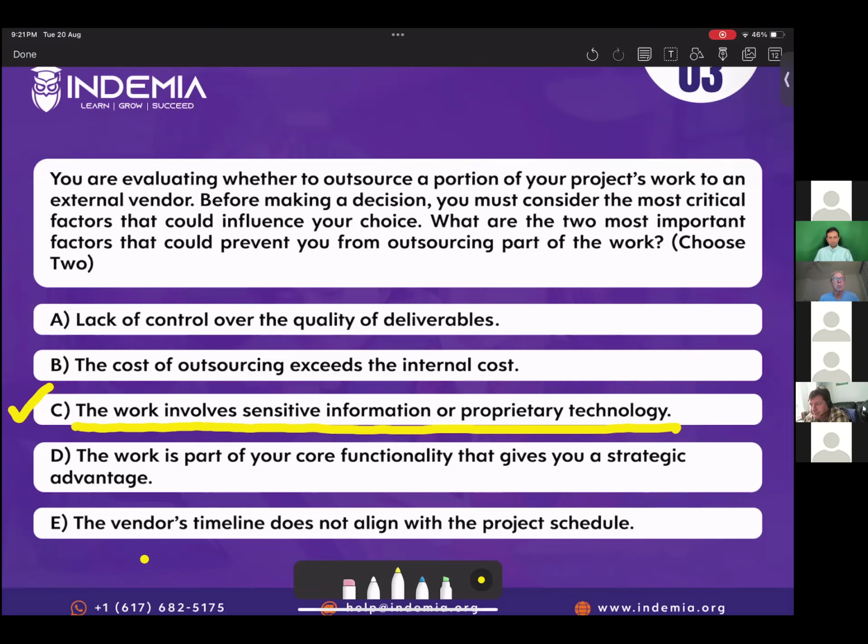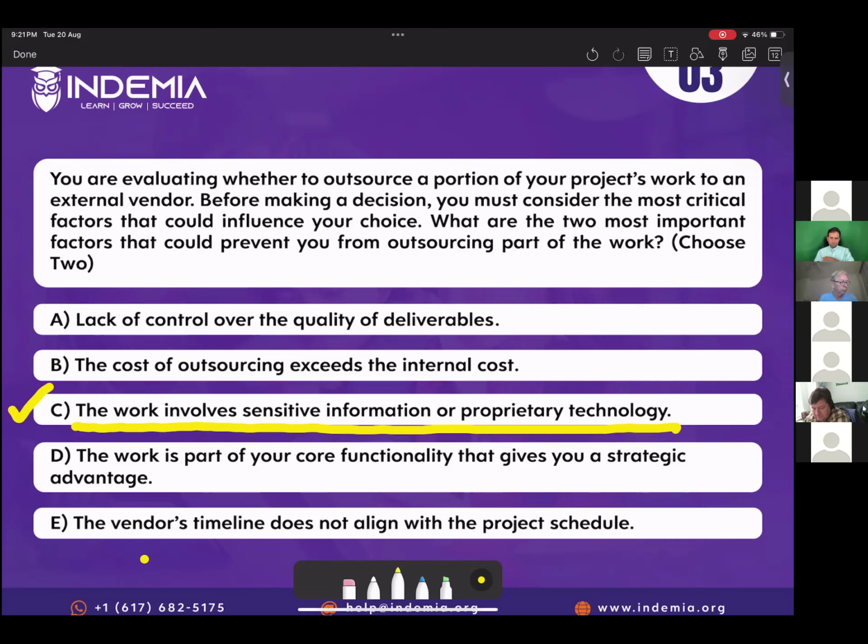Yeah, I was not too sure about this one, but basically, what are the two most important factors that would prevent you from outsourcing part of the work? I agree with the first one, where C is definitely, if you have a proprietary technology and you don't want to outsource it, so that's one for sure.